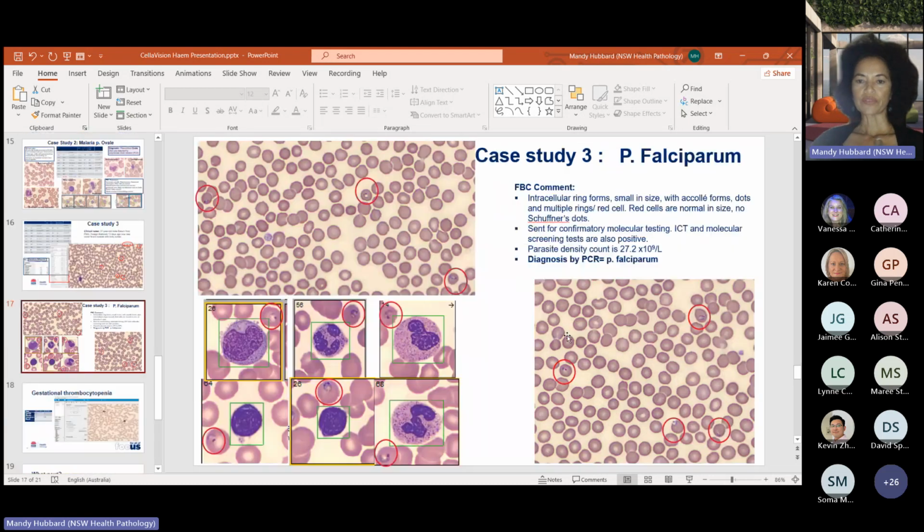And then, when we did a density count for that patient, we found a density count of 27.2 times 10 to the 9, and they were diagnosed with falciparum as well.